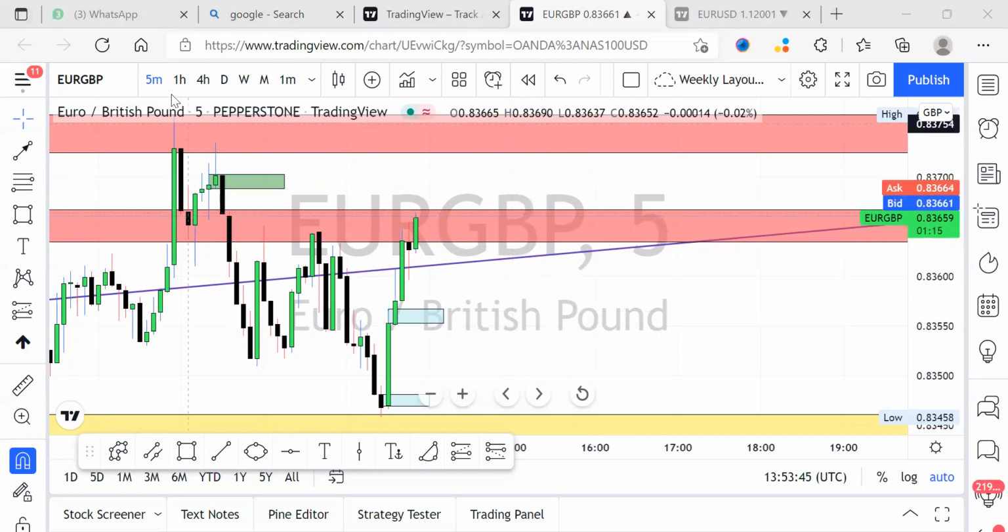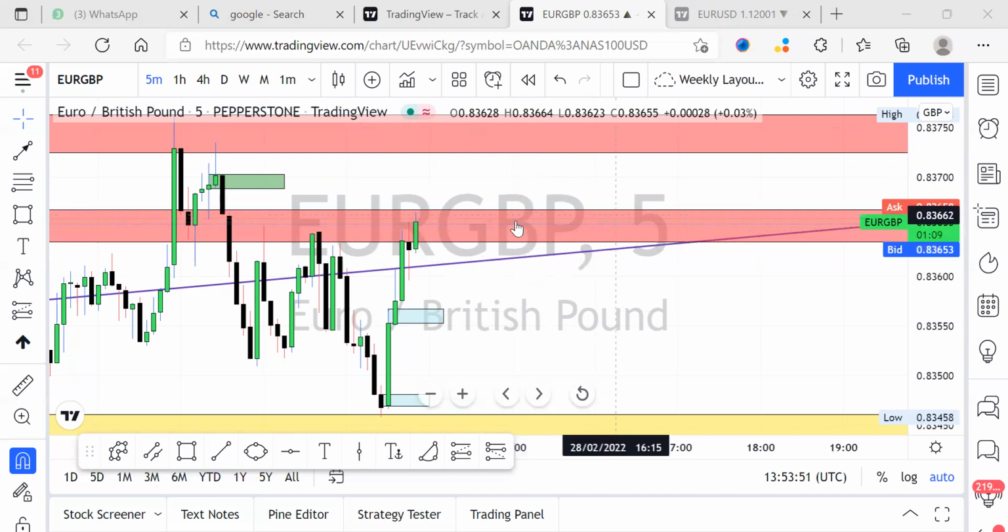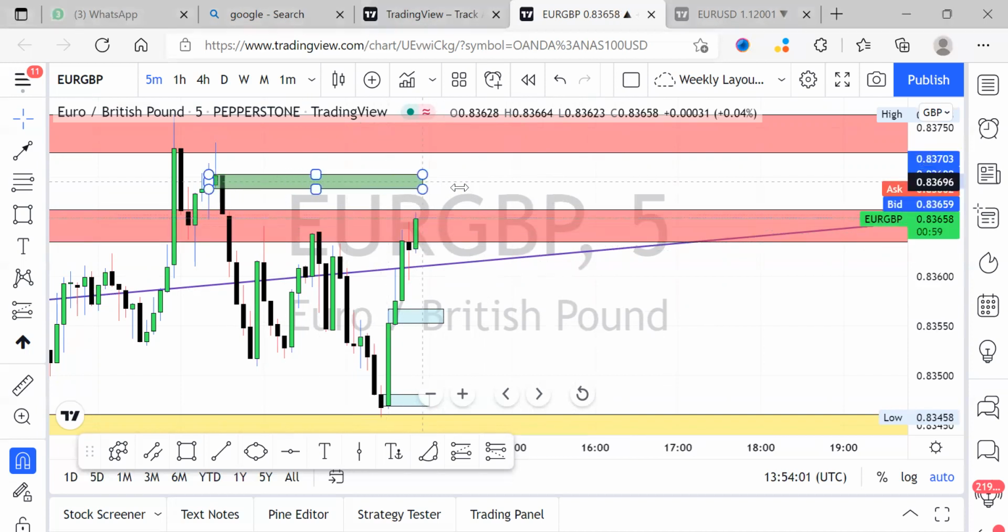Okay, so look at the 5-minute chart. Look at how price is reacting. Remember at this moment, this red zone is our supply zone. Is it going to penetrate this zone? And if it does, is it going to go to this zone? Price reacted from that zone. So price needs to go from that zone.